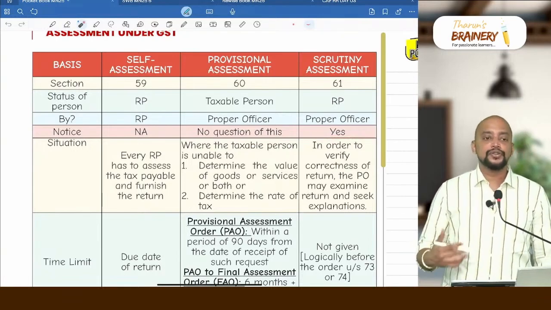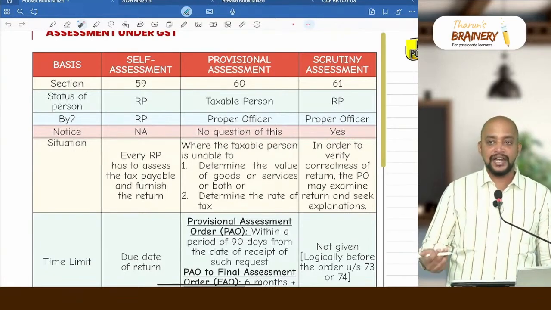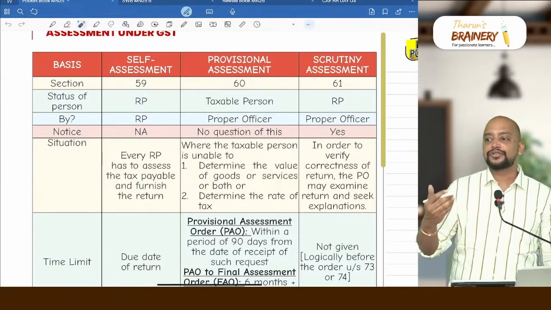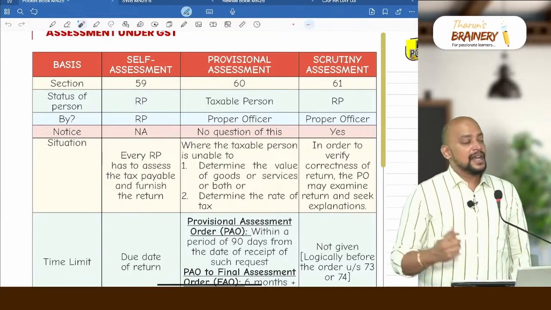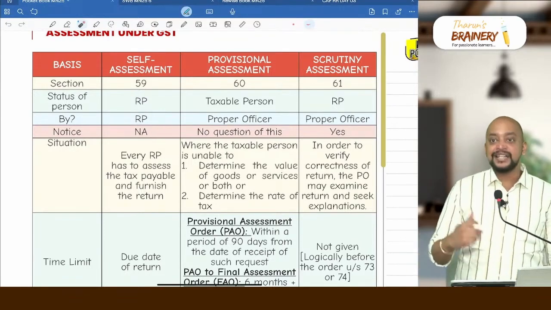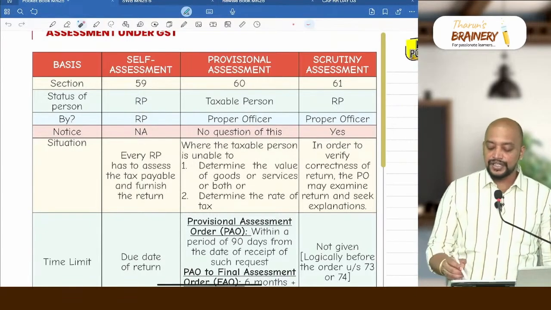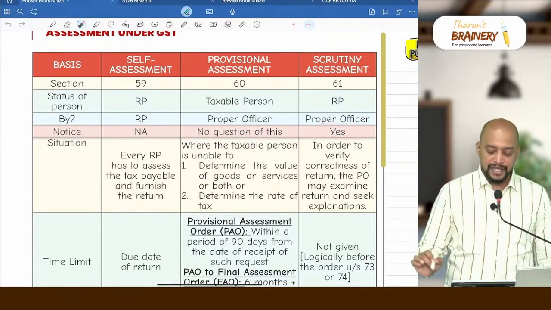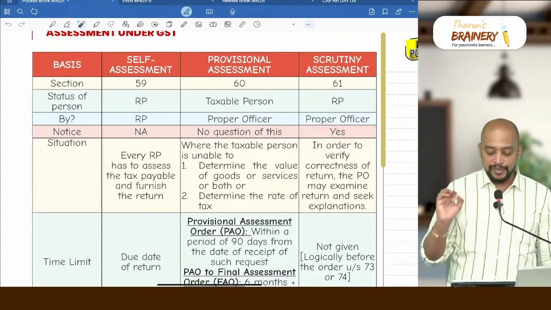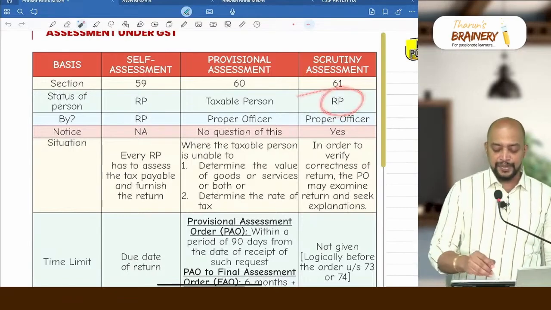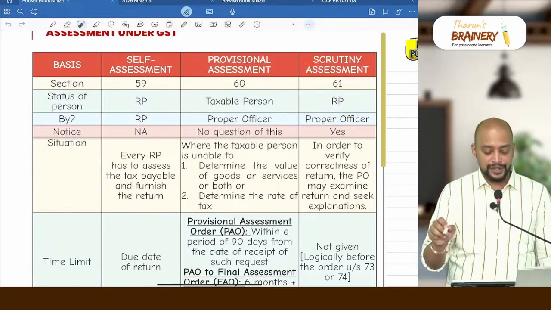What will happen? Usually, whatever returns we are filing, those returns will be taken up for scrutiny by the officer, and they will scrutinize those returns. If there is any discrepancy, they will communicate the discrepancy. For that communication of discrepancy only they will give this notice. This will be done by the proper officer for a registered person, because self-assessment is connected to scrutiny assessment.